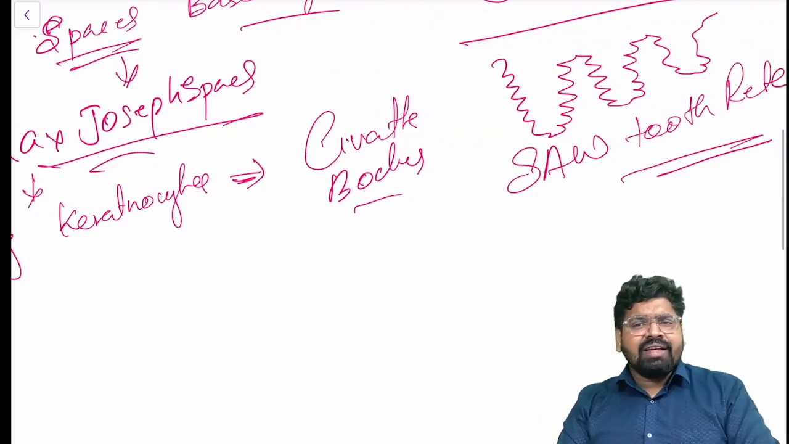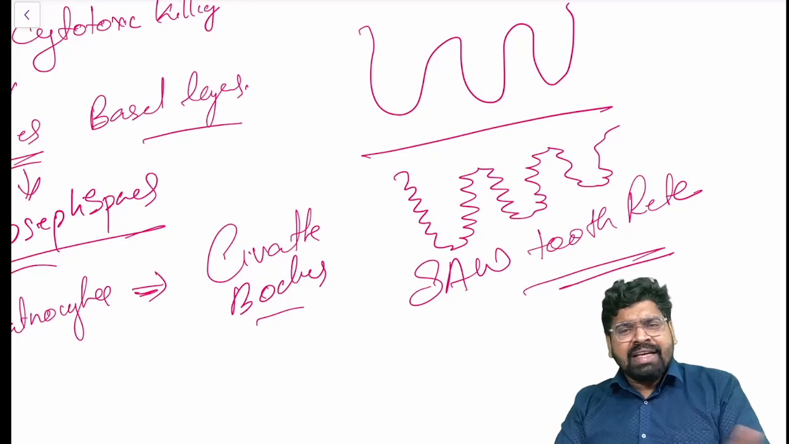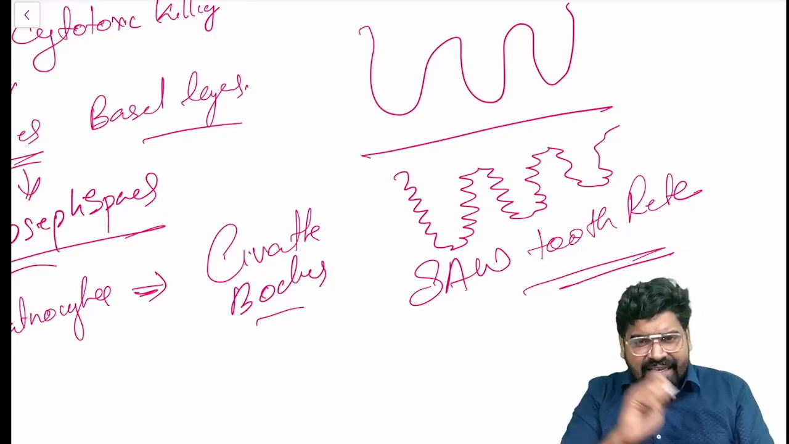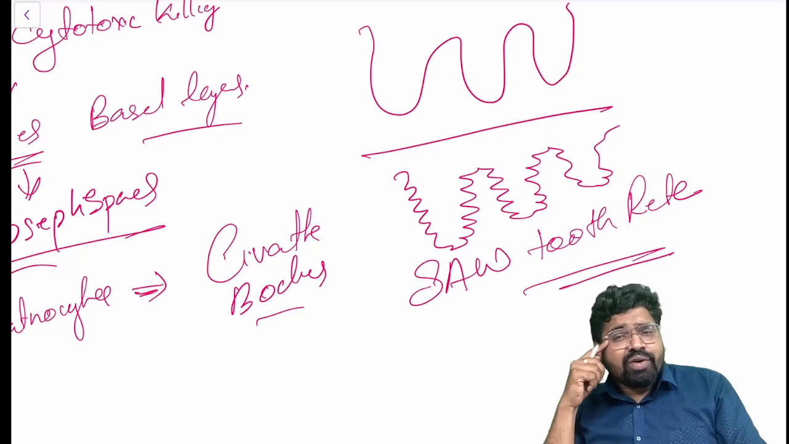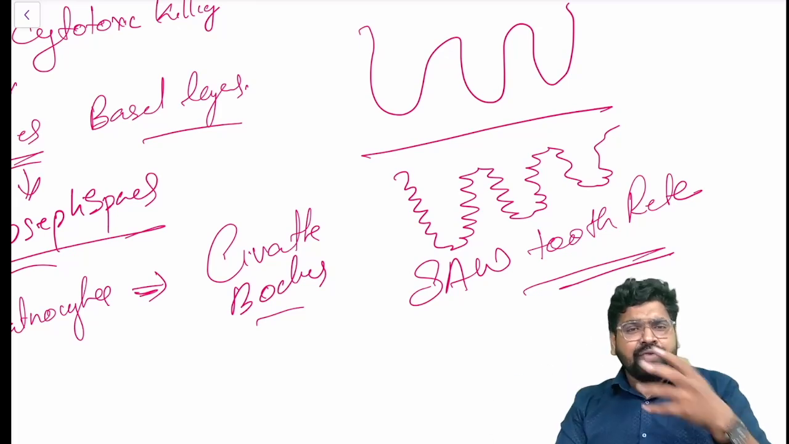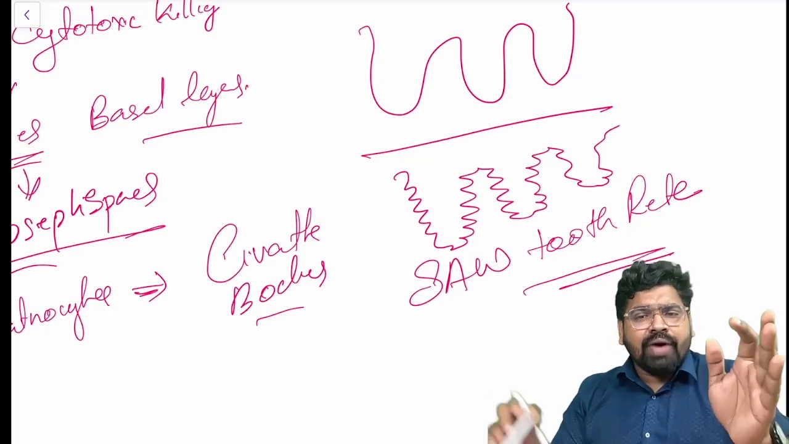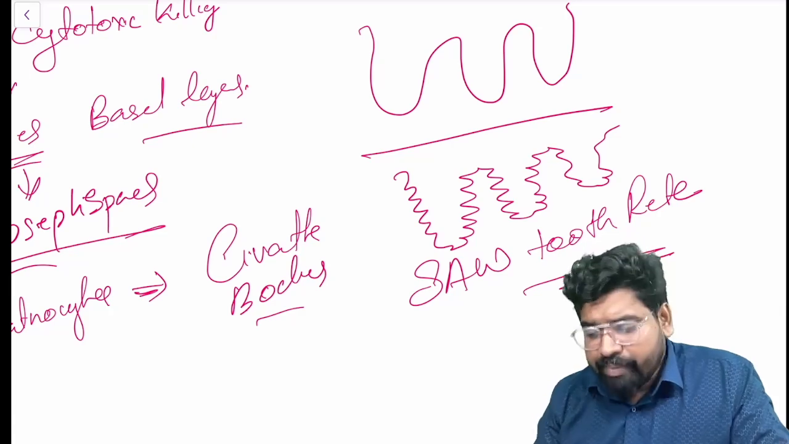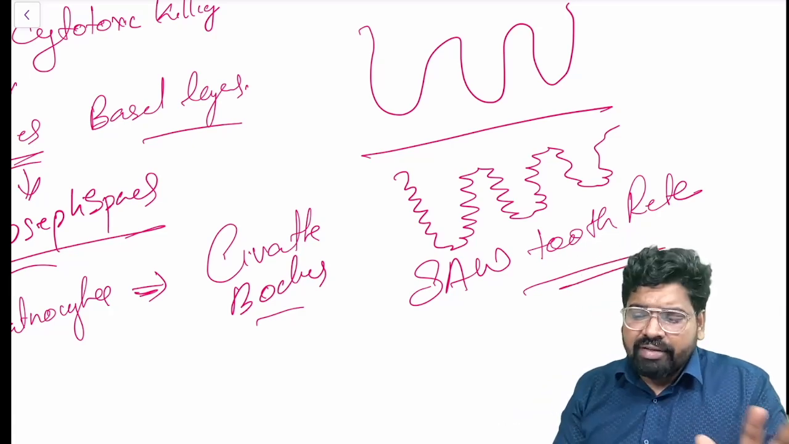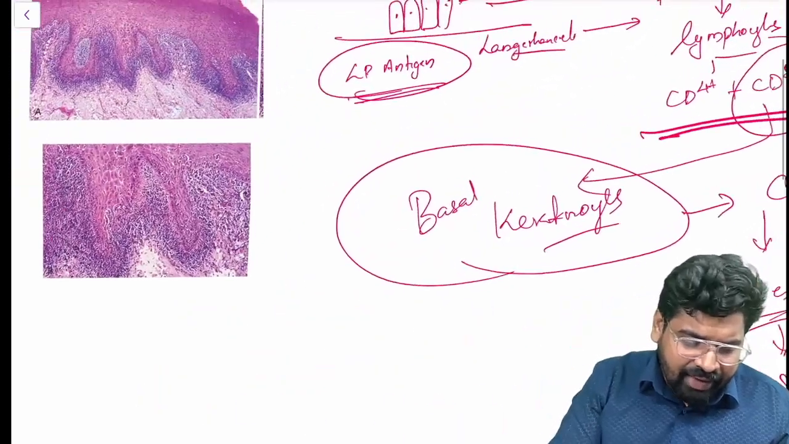Whenever there is basal keratinocyte damage, that area will become irregular, just like a sawtooth. Irregular like a sawtooth. Okay, simple. Now you know the reason for lichen planus. Now you know the histology of lichen planus. Now you can answer any question they ask in lichen planus. Okay, that is it. It is done. So let's see this.